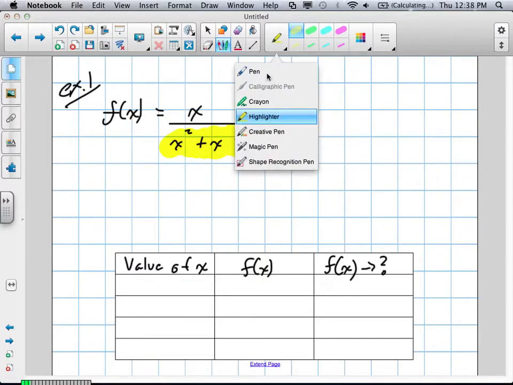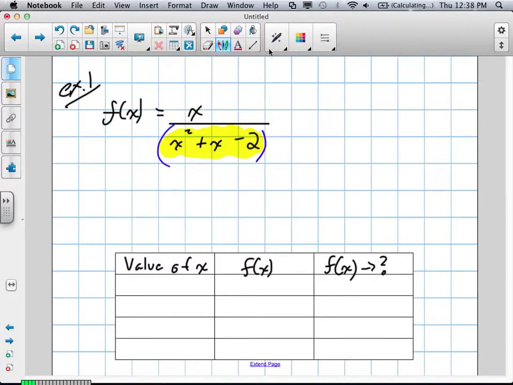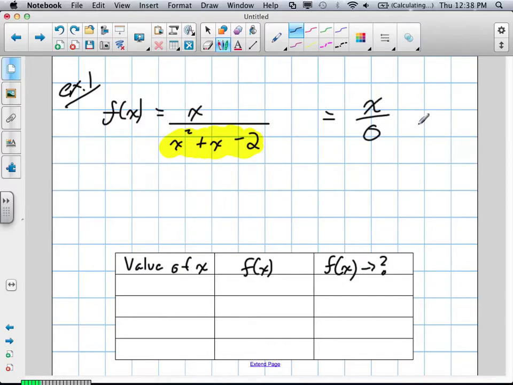So what we have here is the bottom of this function cannot be 0. For if it is 0, we end up with some value over 0. This is undefined or undetermined. In other words, we're going to have a vertical asymptote at this point. Now we need to find values of x that will give us 0 on the bottom. So we're going to take the denominator of this rational function and set it equal to 0. We have x squared plus x minus 2.